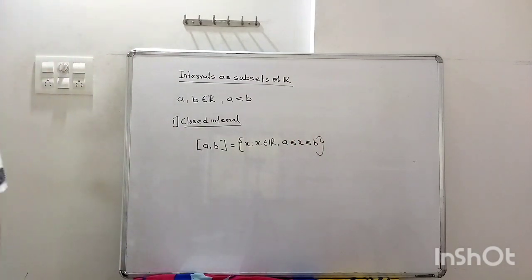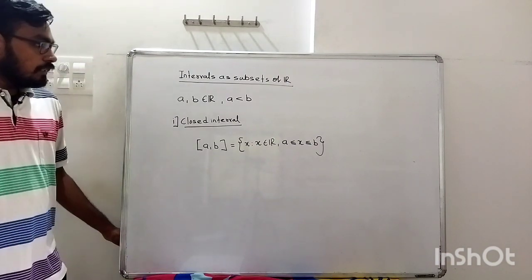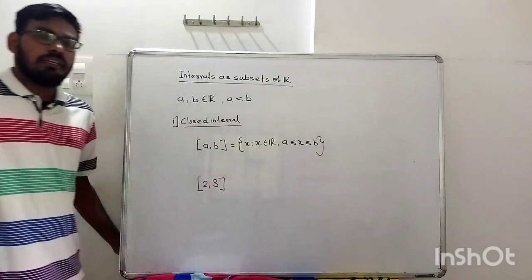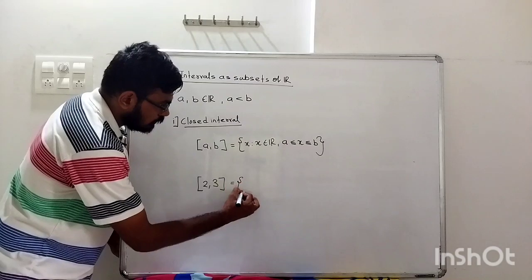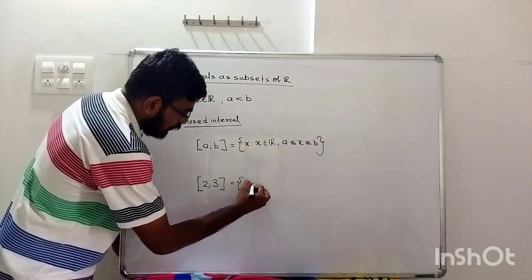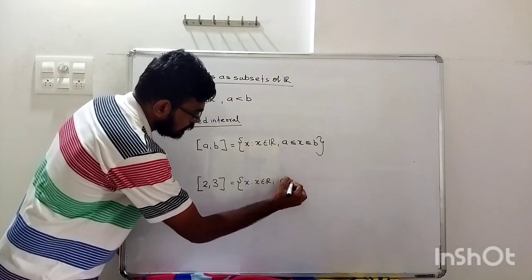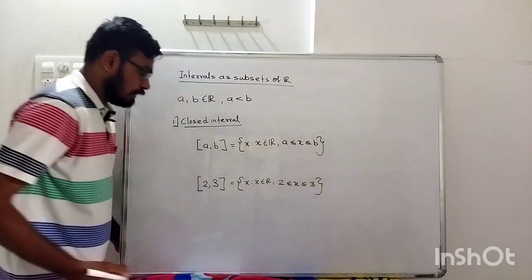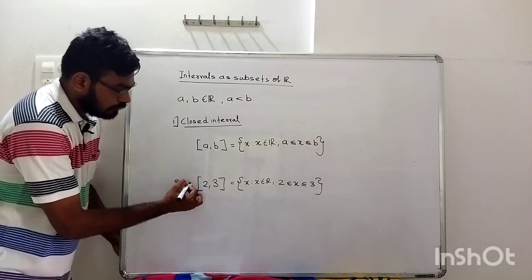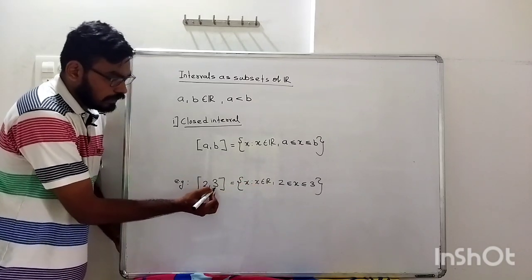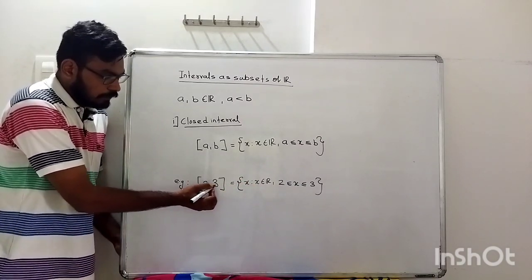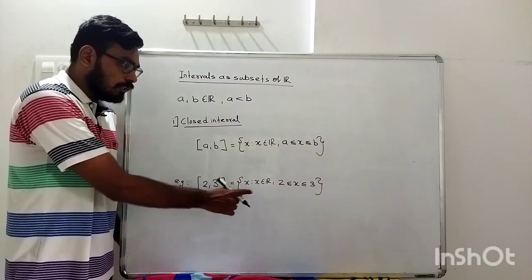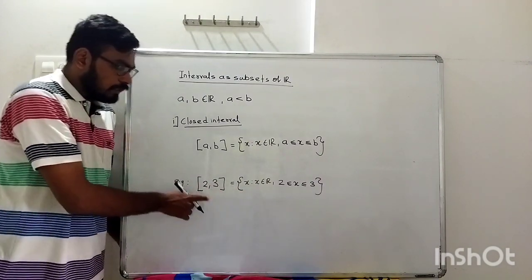Now what is the meaning of this? This means if we write like this [2, 3], that means we are saying x such that x belongs to R and 2 less than or equal to x less than or equal to 3, means every real number which is between 2 and 3 belongs to this set. In set builder form we write it like this, and in interval form we denote it like this.